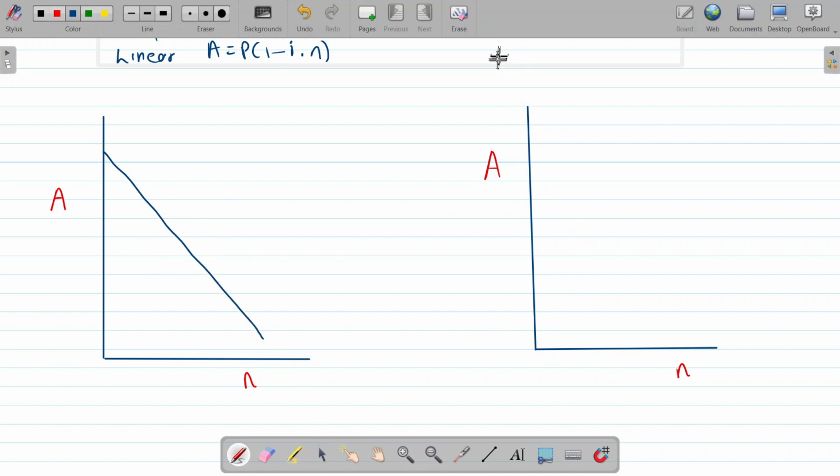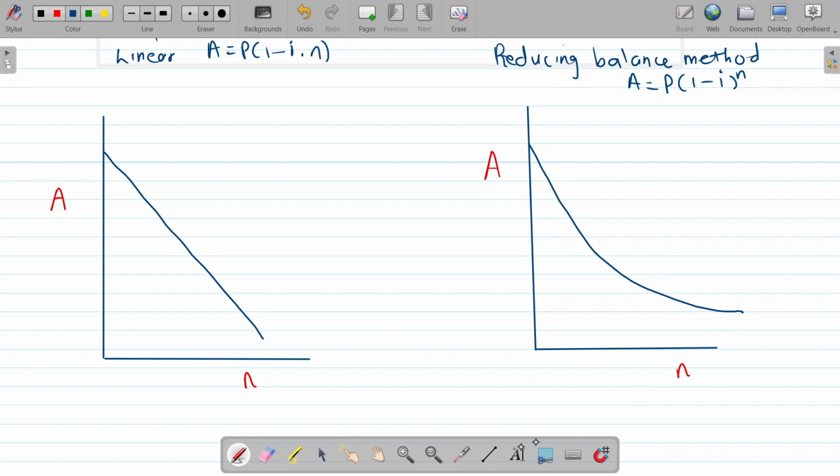And then for the reducing balance method, which is A equals P into 1 minus I all raised to the power of N, this would be our graph. And then this y-intercept over here would be our P, our initial value. So these are the two concepts of decay represented as graphs.